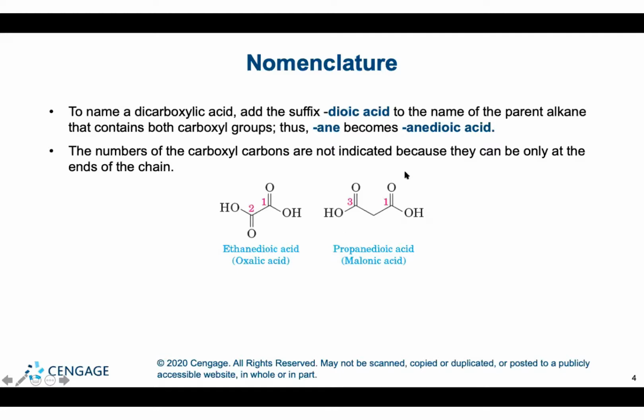Here also I have 2 carboxyl groups. It doesn't matter from which side I start numbering because they are mirror images of each other. So it's going to be 3 carbons. It's going to be propane dioic acid. Malonic acid is the common name for it.